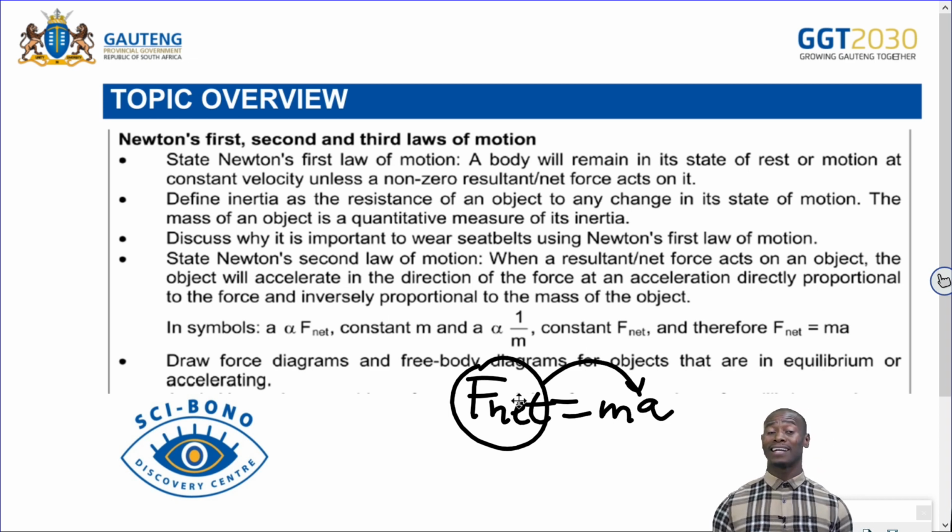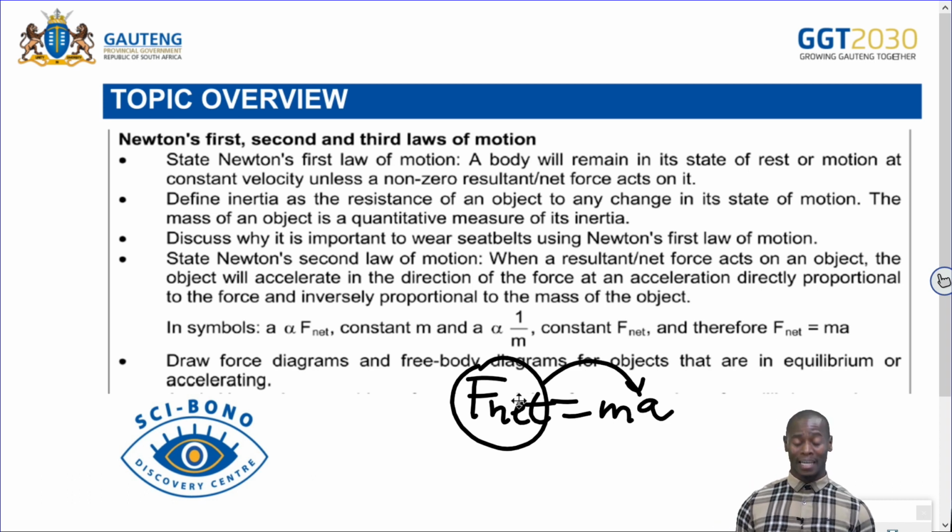But when an object accelerates, so if there's a change in velocity, then it means that the object is accelerating. So if the object is accelerating, it means that is going to be application of Newton's second law. So it's very, very important. So when you read a statement, okay, you must be able to tell which law this is, right? So that is also very, very important, learners.